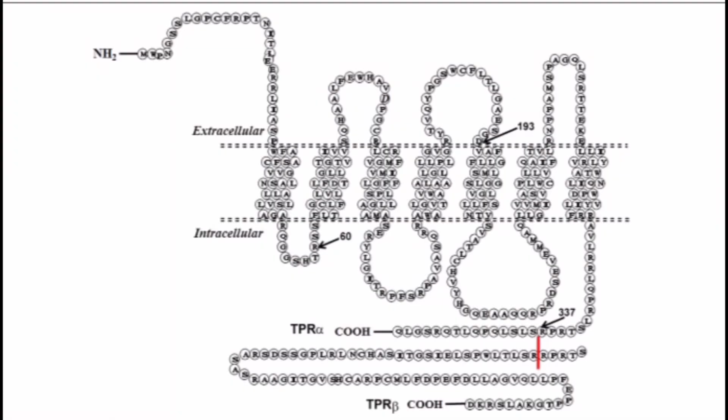So next, let's talk about the thromboxane receptor. It is called the thromboxane prostaglandin receptor. It has its N-terminus extracellular and C-terminus intracellular. It has 7 transmembrane domains, and it's a G protein-coupled receptor. The protein is known to have two isoforms, the alpha and the beta isoforms, and the beta isoform is known to have a more extended C-terminus.